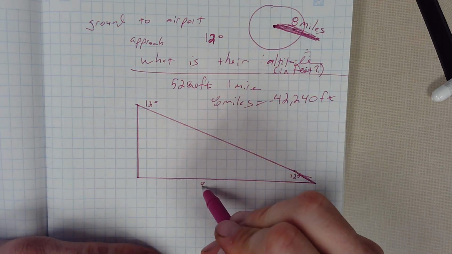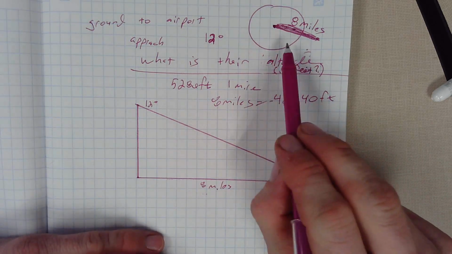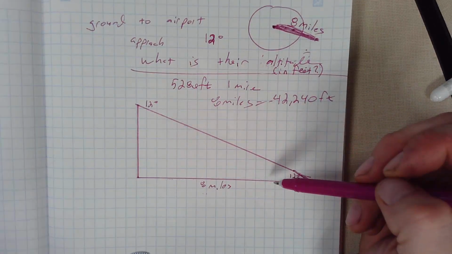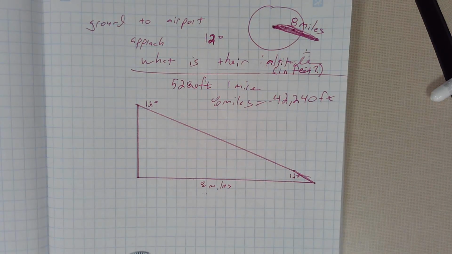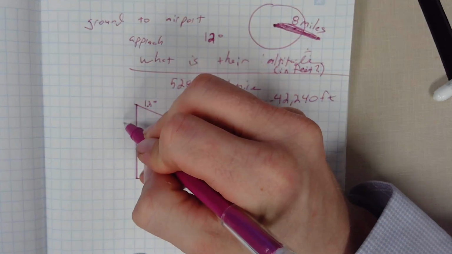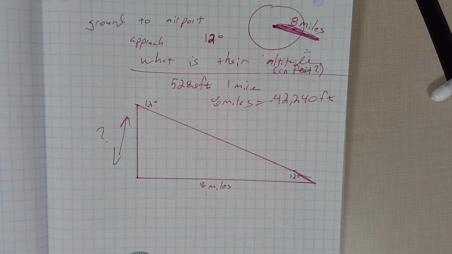Their distance is 8 miles, like their distance as seen on radar is 8 miles away. So what is their height? What is their altitude? Okay, so let's figure that out.